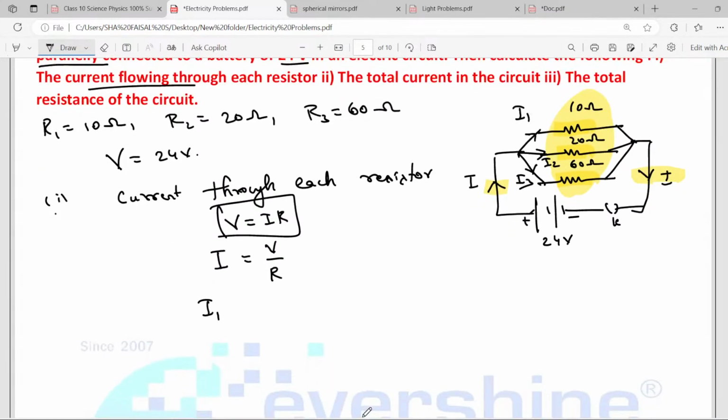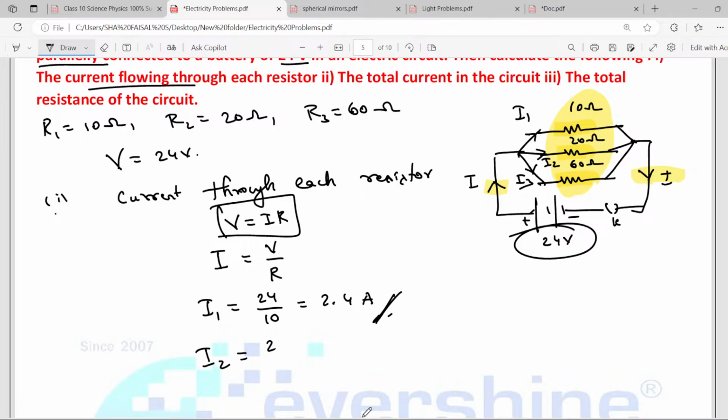Now, let me find out I1. So I1 is equal to V by R1. As we know this V remains constant because for this complete circuit, this V is 24. Now R is nothing but R1. How much is R1? That is 10. 24 by 10, it is 2.4 ampere. That is I1.